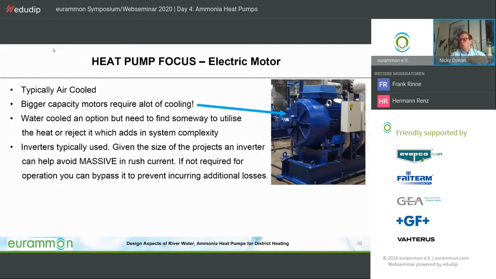But if you find that you don't need the inverter, if you have nice running conditions and it's stable, you can obviously control the compressor on its slides, but you could have some bypass contactors and use the inverter to start the system up, bypass it when you're in steady state, and then you're not getting the losses from the inverter either.